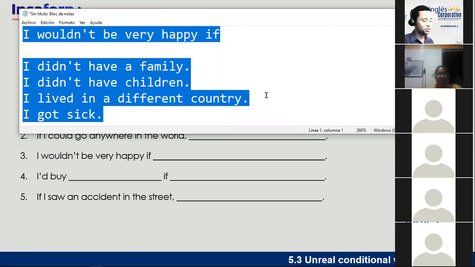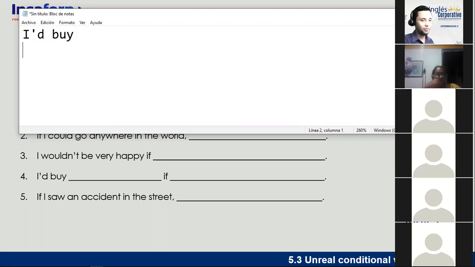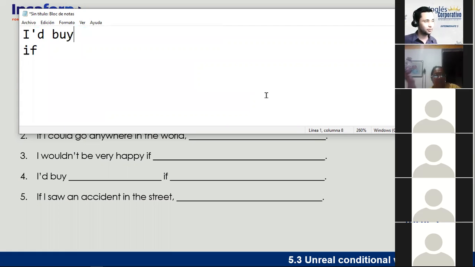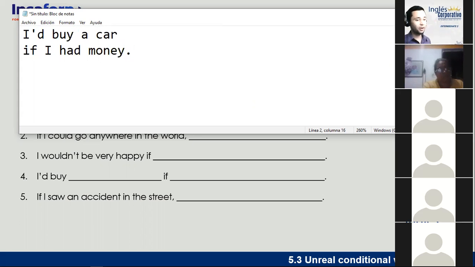Number four goes, I'd buy, I don't know what, if, what can you say? What would you buy? In what circumstances? Maritza. I'd buy. Okay. I buy a car if had money. If I, you always have to use the subject. If I had money. Okay. I'd buy a car if I had money. Okay. That's a good way of saying this.